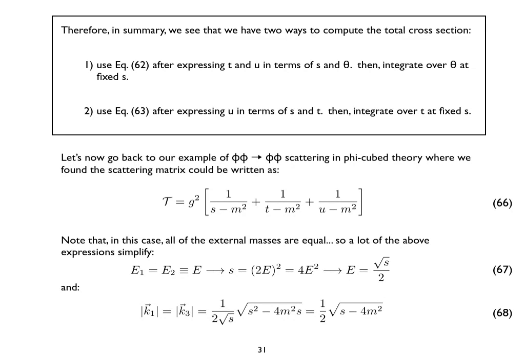Right, so we've got two ways of computing the cross section, right? Where we can express things either in theta and s, which is basically the center of mass energy squared, or you can work in terms of s, t, and u and integrate over t, right? Where s is, again, fixed, okay?